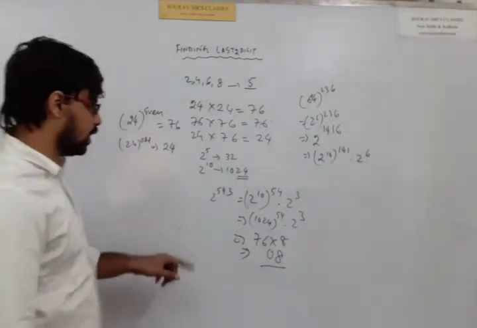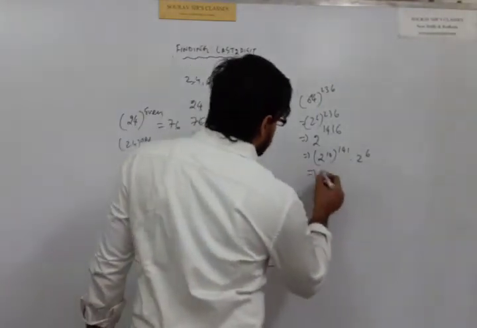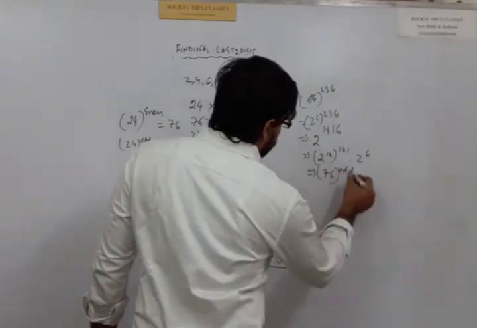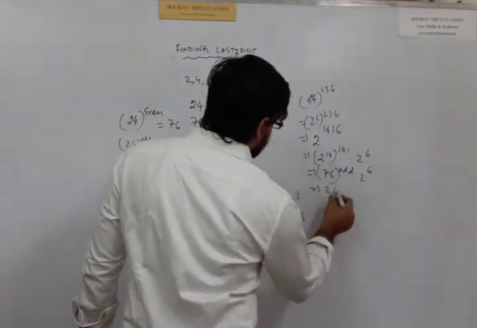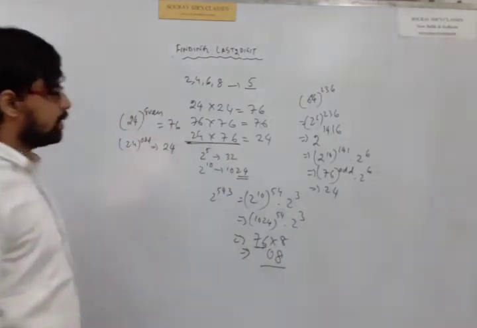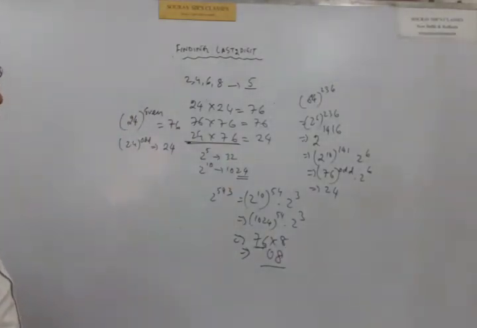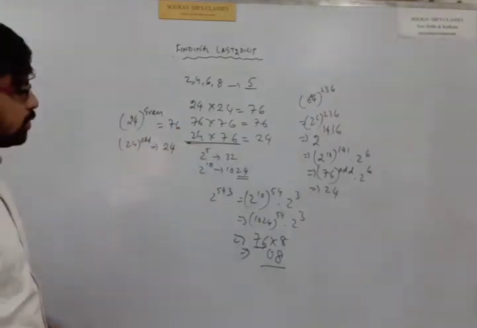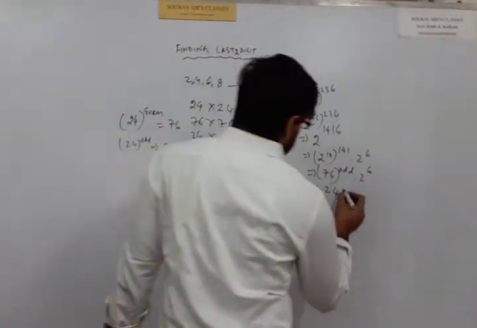2 to the power 10 is what? And you have 76. The power is odd, and 2 to the power 6. So this will end up with 24. So 76, 24. Okay, so 76 into 76 is 76. 76 into 24 gives you 24. So it is easier now.